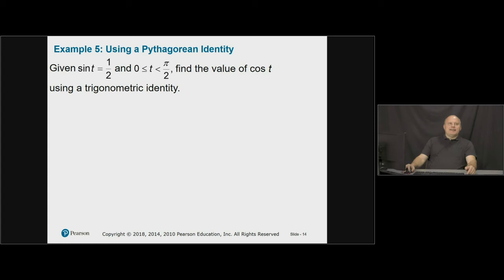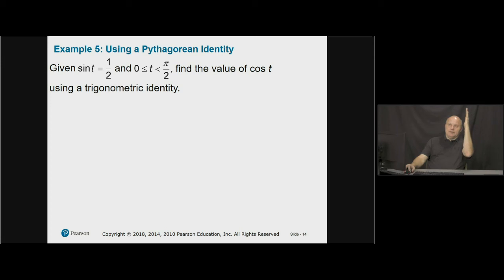Okay, so we're given that the sine of t is 1/2, and we're given that t is between 0 and pi over 2. Before I read further, let me explain what that basically means. We know that the angle is in the first quadrant. You're like, how do you know that? Well, it says t is between 0 and pi over 2. So pi over 2 is 90 degrees, recall, from 4.1. So you start at 0, and you go up to 90 degrees.